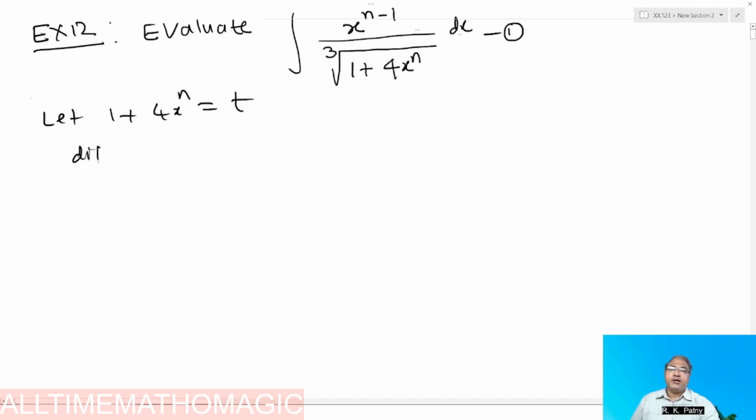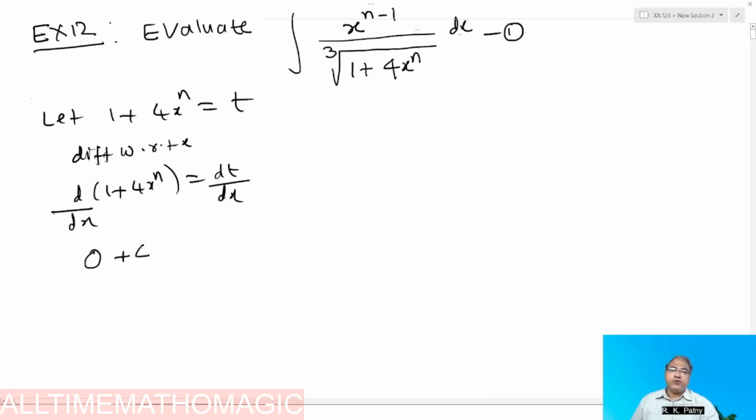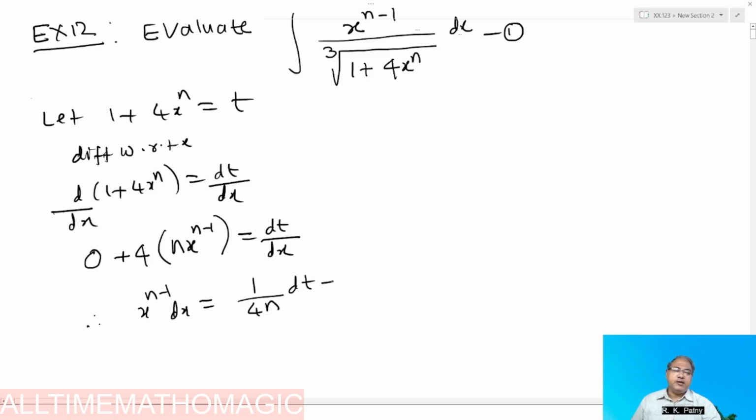Now differentiating with respect to x. The derivative of 1 plus 4x raised to n with respect to x equals dt by dx. The derivative of 1 is 0, 4 as it is, and the derivative of x raised to n is n into x raised to n minus 1, equals dt by dx. Therefore, x raised to n minus 1 dx equals 1 upon 4n dt. Call it 3, and the earlier one was 2.